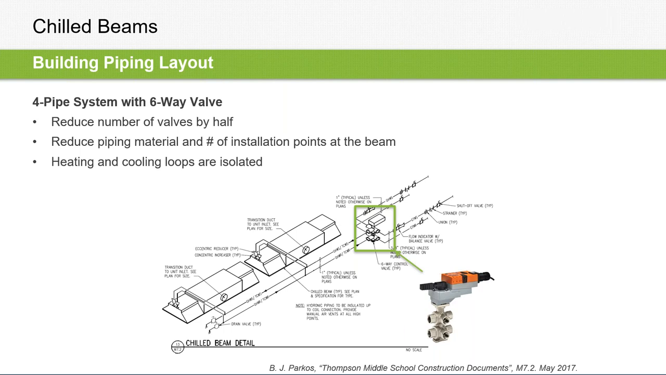So very interesting technology there, and we don't see it a whole lot outside of beams, but it's a pretty cool scenario to see with some chilled beams at times.